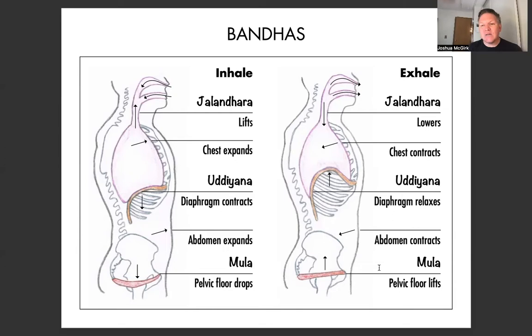Then as we exhale, Mula Bandha, actually the pelvic floor lifts and contracts up. The abdomen contracts in, the diaphragm has to relax and also move up. The chest contracts in a little bit, and then the Jalandhara Bandha, the glottis area, lowers down. This is only if the body is functioning in this space of a lot of comfort, right? And that we're at ease.